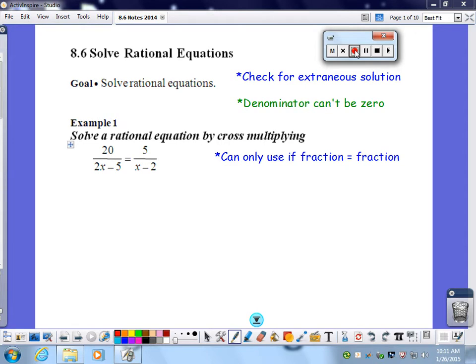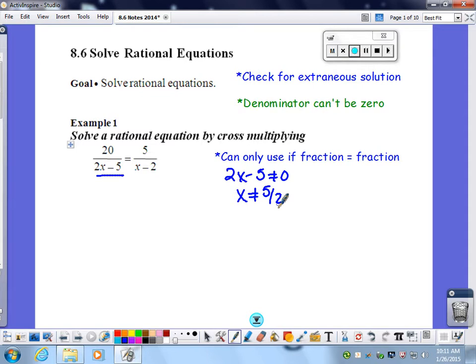All right, let's talk about the domain first. What are we not allowed to have? Remember, our denominators cannot be 0. So let's look at this first expression. What's going to make that expression equal to 0? So 2x minus 5 cannot equal 0. So that means that x cannot equal 5 halves. So if we come up with an answer of 5 halves when we solve this, that's going to be extraneous because it's going to make our denominator undefined.